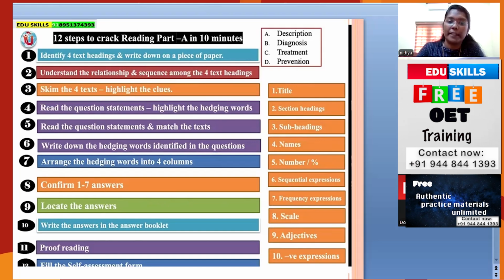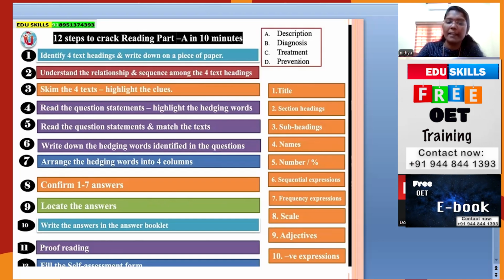Identify the four text headings and write them down on a piece of paper. That is the first thing. Second, understand the relationship and sequence among the four text headings. Third, skim the four texts and highlight the clues. Fourth, read the question statement and highlight the hedging words. Fifth, read the question statement and match the text.